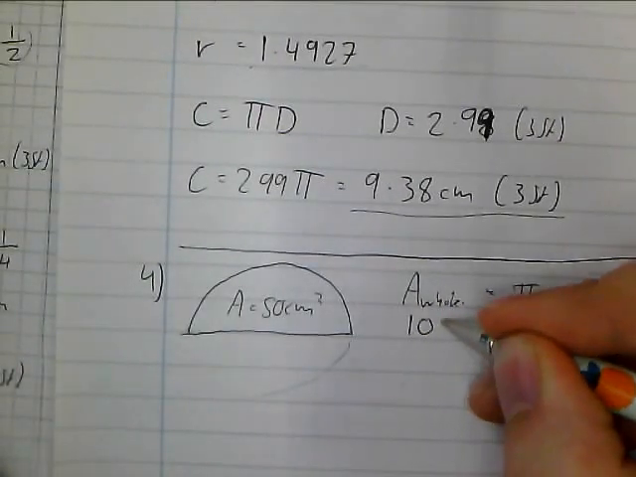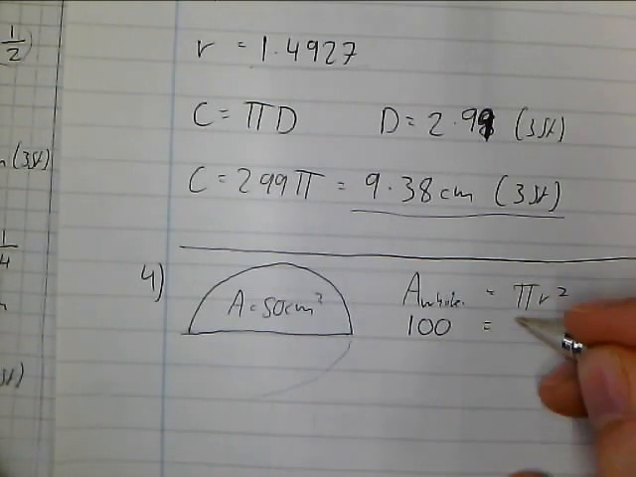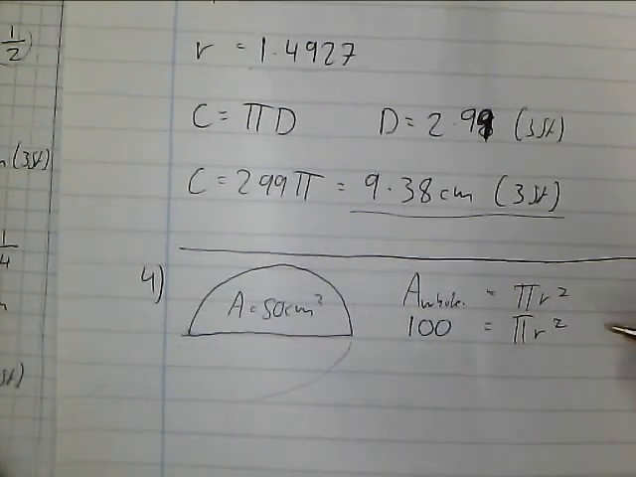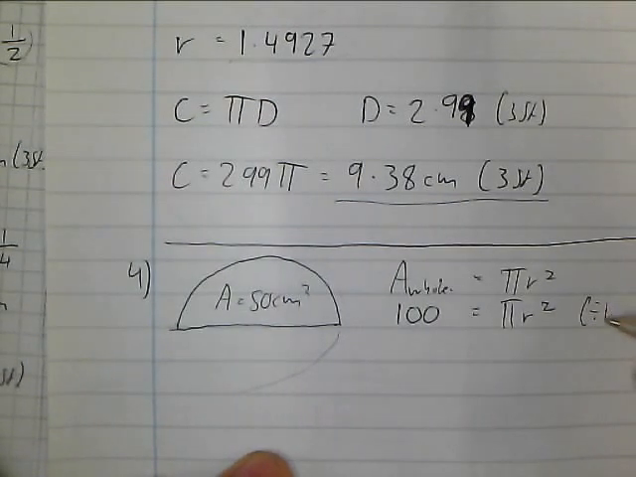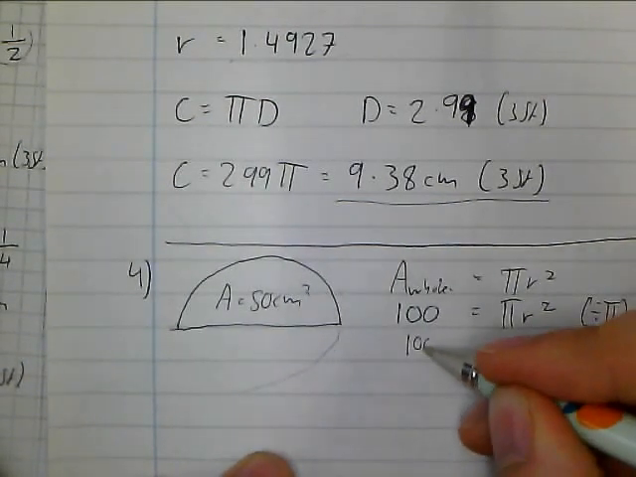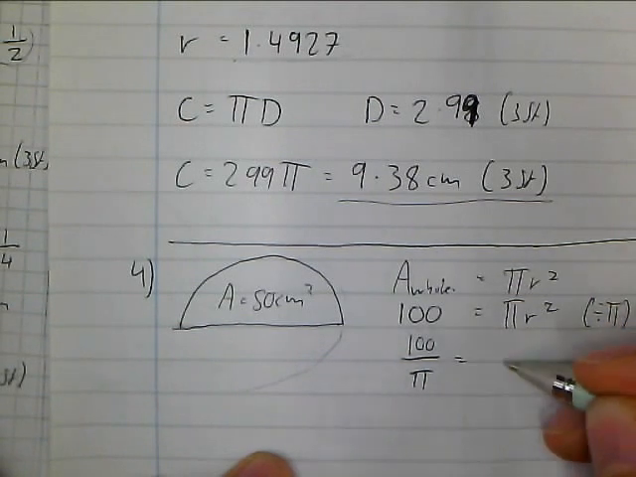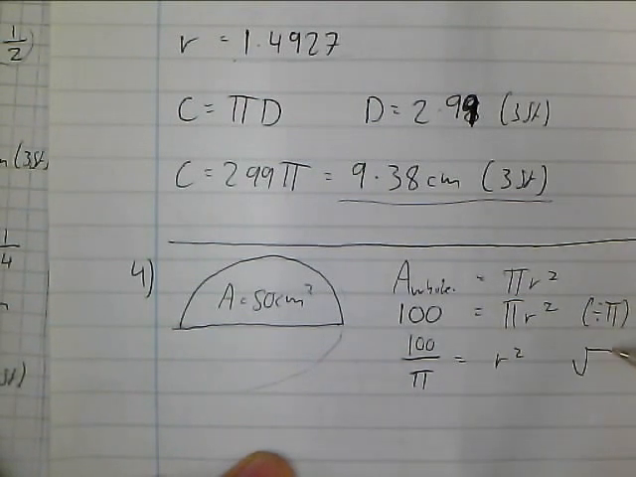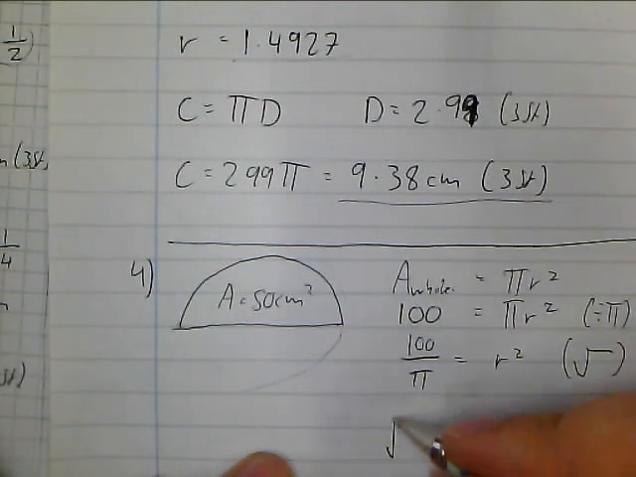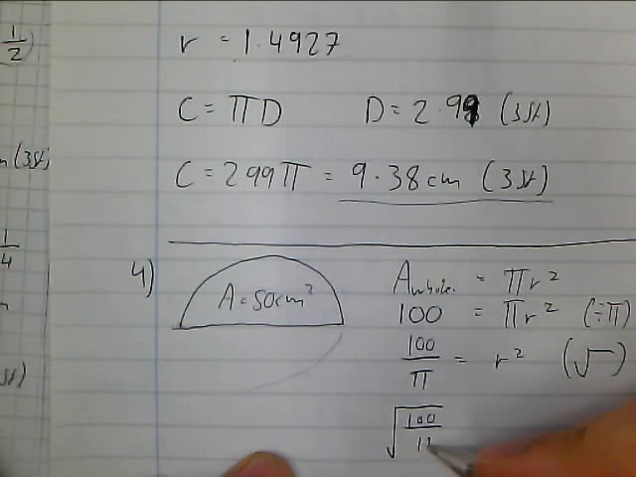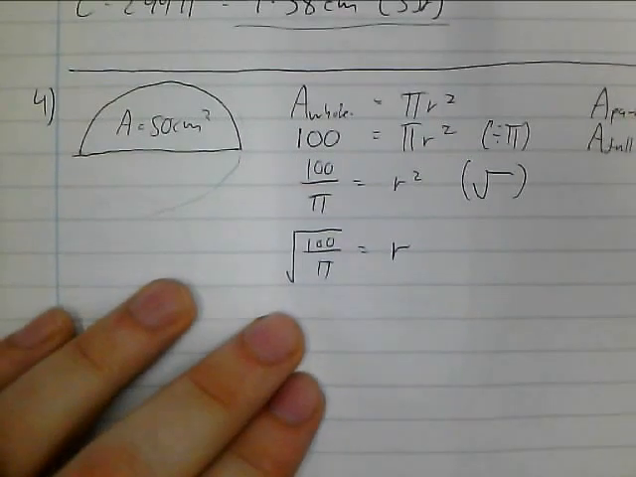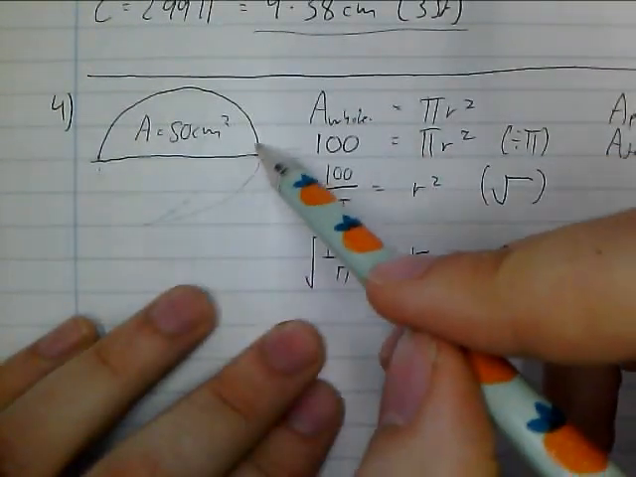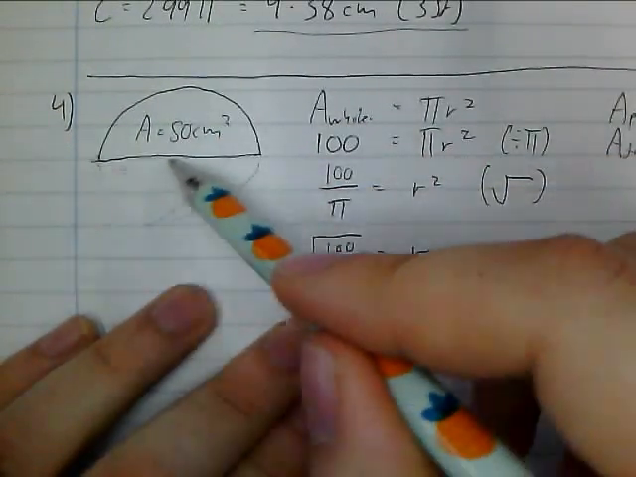So 100 is equal to pi r squared, so divide by pi on both sides, so 100 divided by pi equals r squared, and then square root both sides, so the square root of 100 over pi will equal the radius. Okay, and it doesn't matter if it was a full circle or the part circle, the radius is still the same.